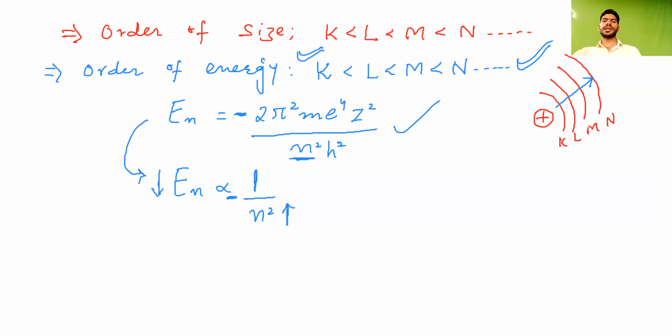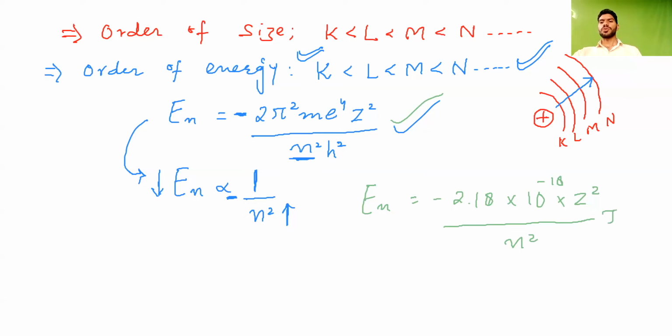And you can calculate the energy. I have already given you the formula, but you can simplify it. If you substitute the values, you get minus 2.18 into 10 to the power minus 18, into z square, where Z is the atomic number, upon n square. What is n? n is the principal quantum number, or you can also say it is the shell number, right? And it is in joule per atom.